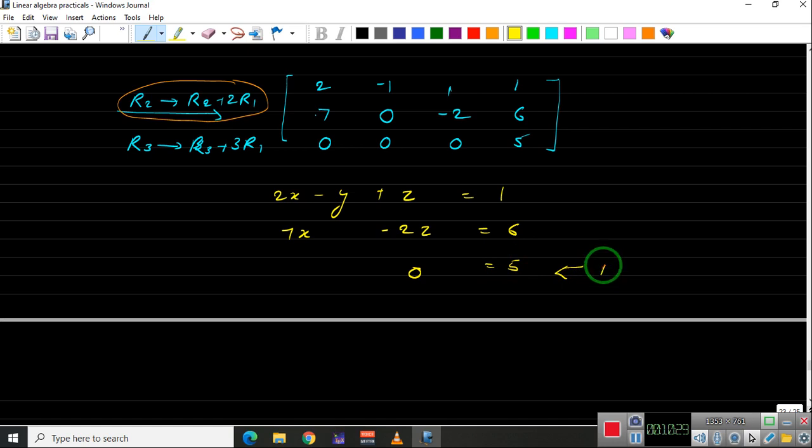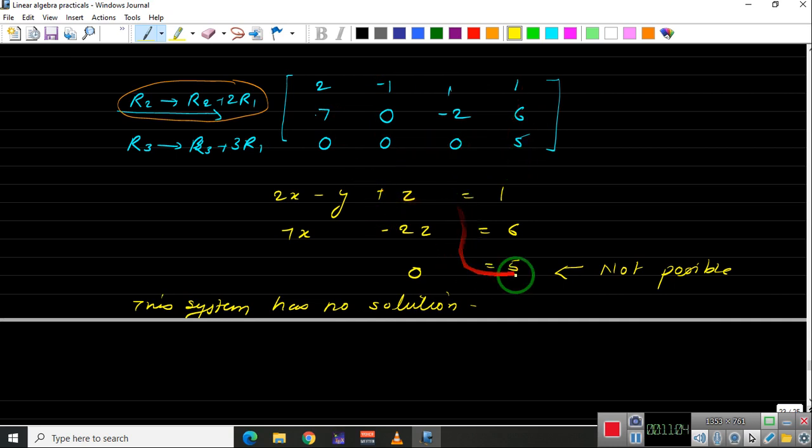This is not possible, right? 0 cannot be equal to 5, and hence this system has no solution. So this is an inconsistent system. So the point I wanted to convey is, in the elimination process, suppose you get a matrix wherein you have all these 0 except at the last row, last column, then you will have a system like this, which is not possible, right? So this system will have no solution.